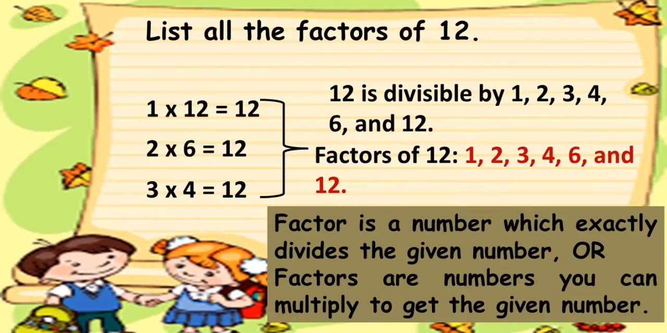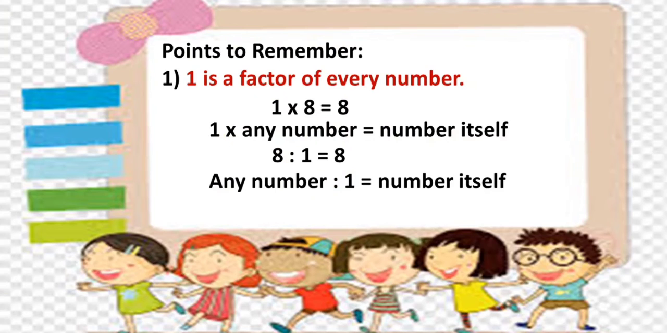From the three pairs, we can conclude that a factor is a number which exactly divides the given number, or factors are numbers you can multiply together to get the given number. There are 4 points that you have to remember.